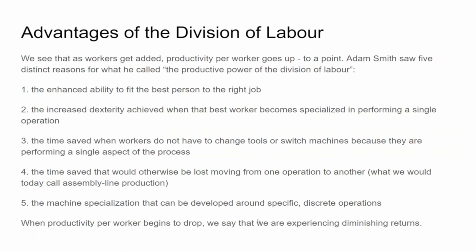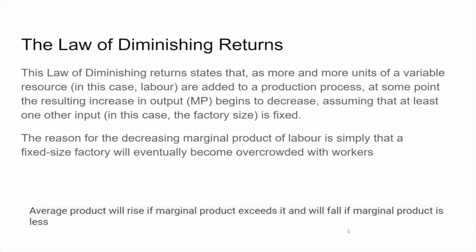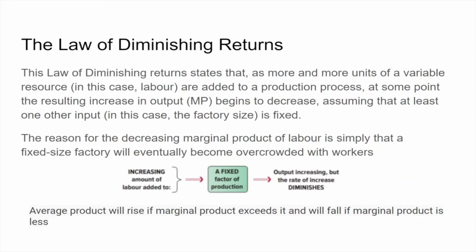When productivity for a worker begins to drop, we say that we're experiencing what's called diminishing returns. In other words, we don't want to get to a point of diminishing returns where we have too many workers and not enough production, or production is not going up anymore. This is known as the law of diminishing returns. Effectively, the law of diminishing returns states that as more and more units of a variable input, such as labor, are added to the production process, at some point the resulting increase in output, which is your marginal product, begins to decrease, assuming that at least one other input is fixed.